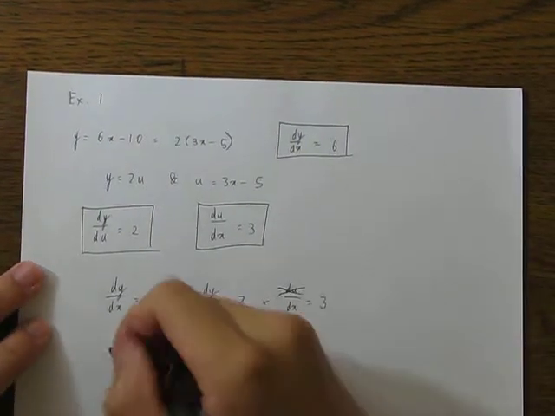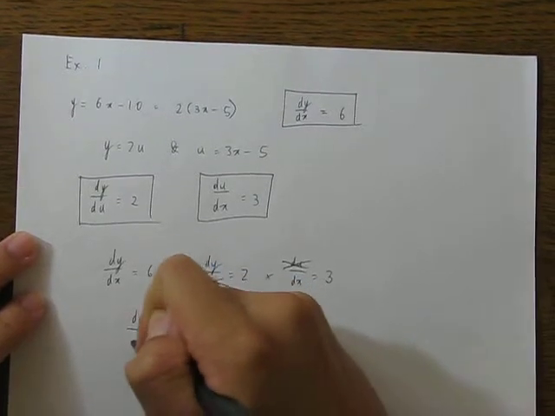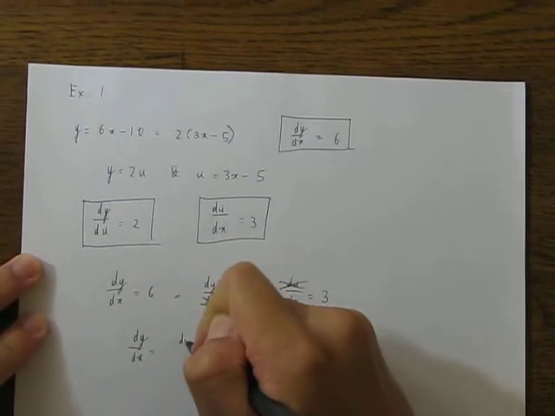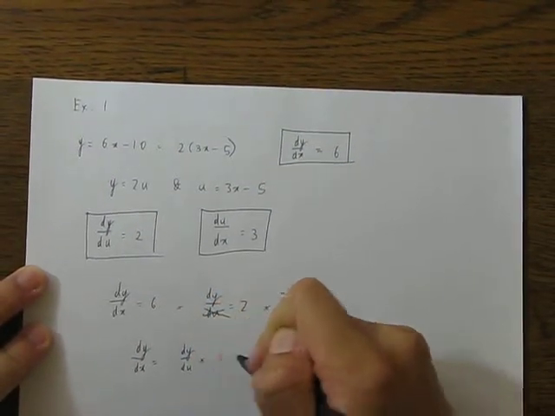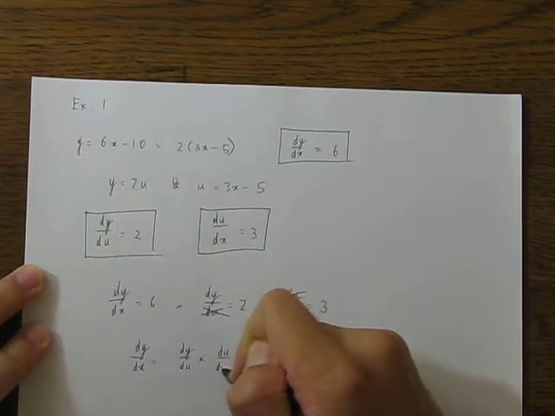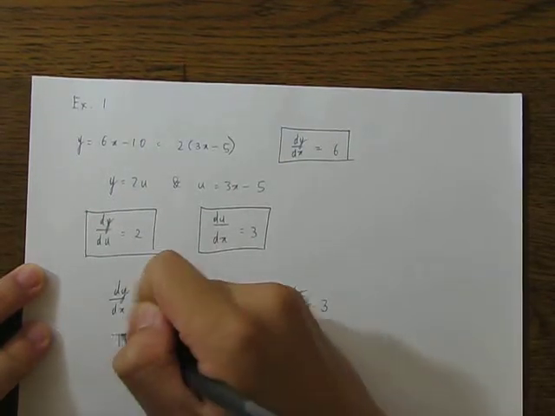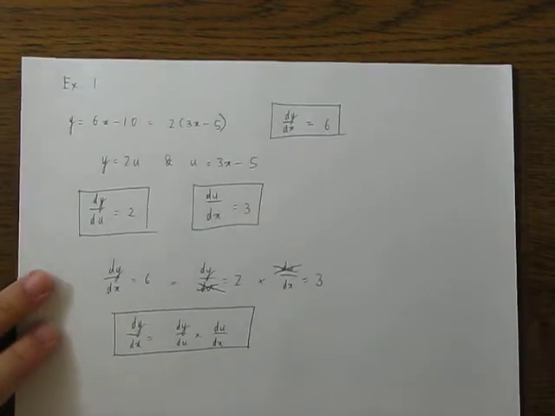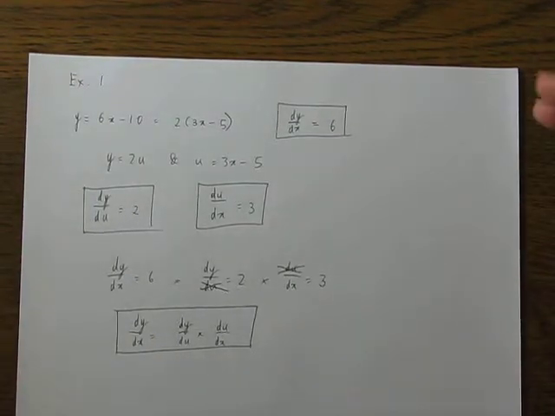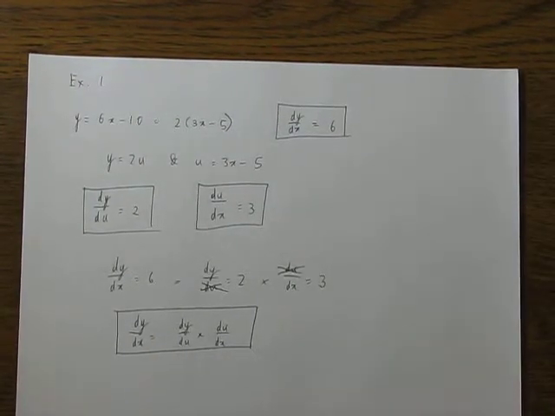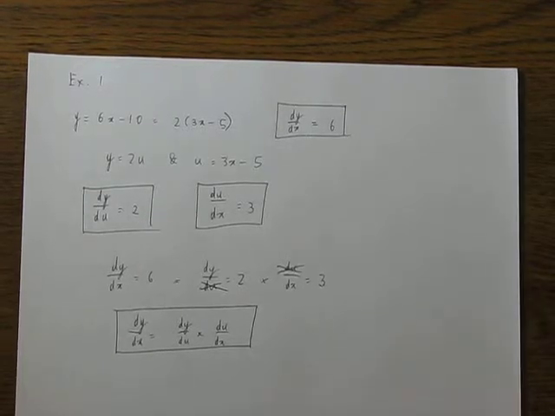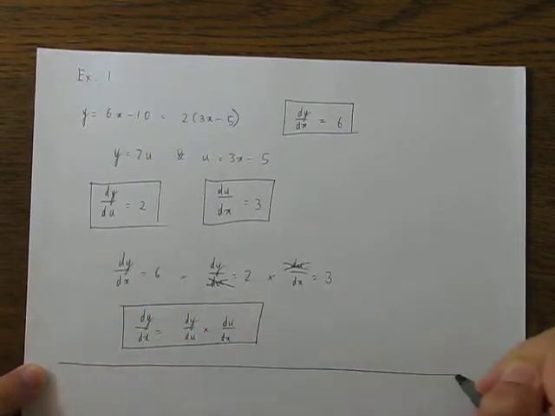And so what I'm trying to teach you here is that dy/dx equals dy/du times du/dx. And this might look really simple, but this very generic formula will help you ace the rest of this section, okay? Alright, so let's move on and do example number 2.